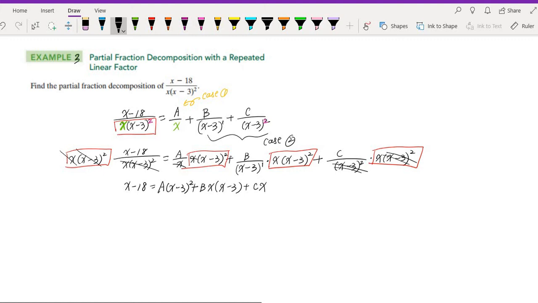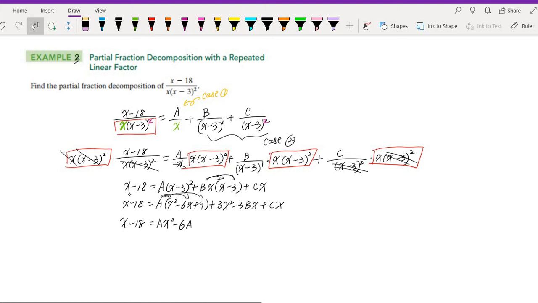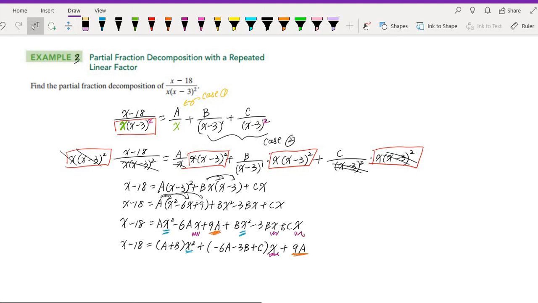And then next step, we said we're always going to leave the left side alone. Alright, and then we're going to write down a times, I'm just doing this in my head, and that will be x squared minus 6x plus 9. And then we're going to have a distribution. We're going to have plus bx squared minus 3bx and then plus cx. Now we're going to continue. Distribution again. Alright, ax squared minus 6ax plus 9a plus bx squared minus 3bx and plus cx. But we're going to collect the like terms now. Okay, that is the only thing left.